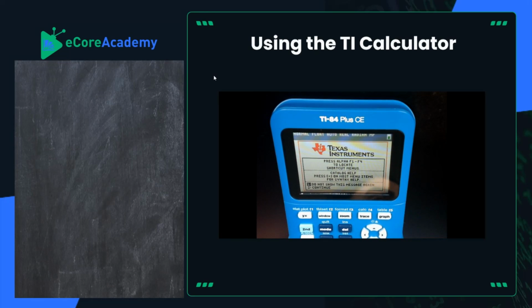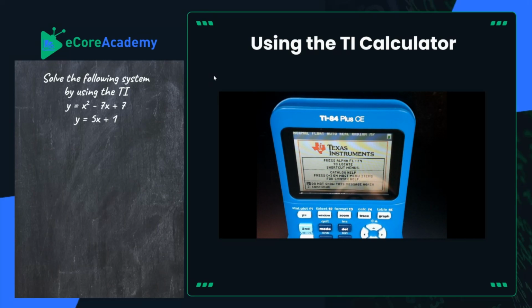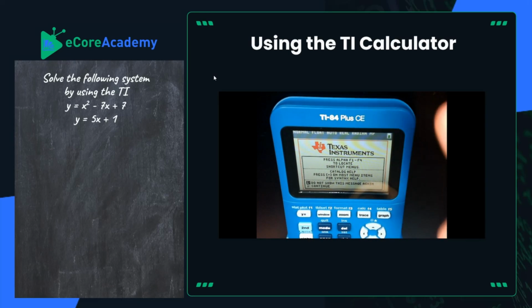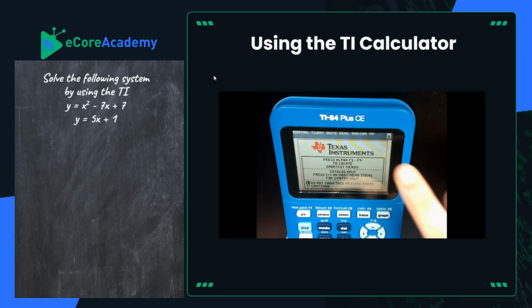So here's the problem on the screen to the left. Solve the following system by using the TI. Our first quadratic equation is y equals x squared minus 7x plus 7, and in this case, we've been given a linear equation as our second equation in this system of equations, and it's y equals 5x plus 1. So let's go about solving this, but instead of actually graphing it by hand or using substitution method or any other method, let's actually have the TI calculator do the work for us.